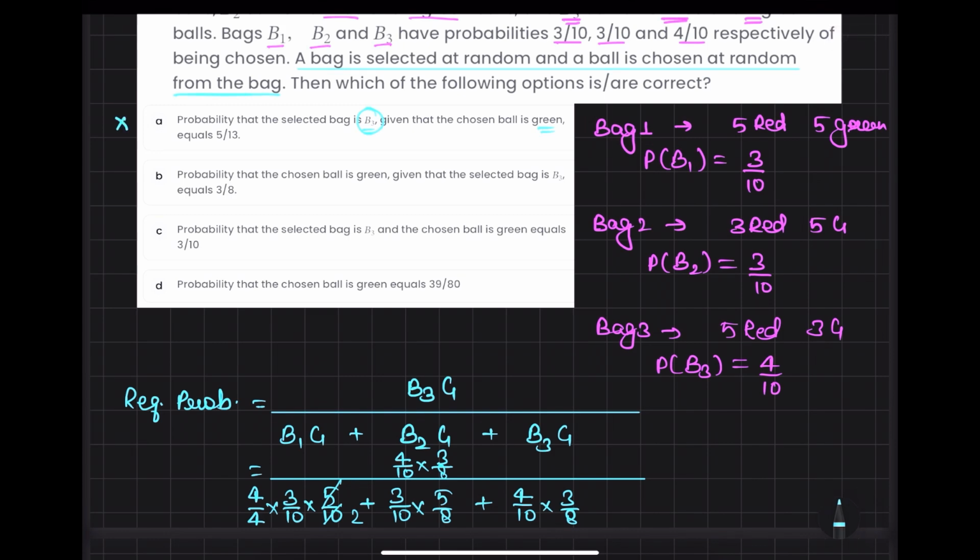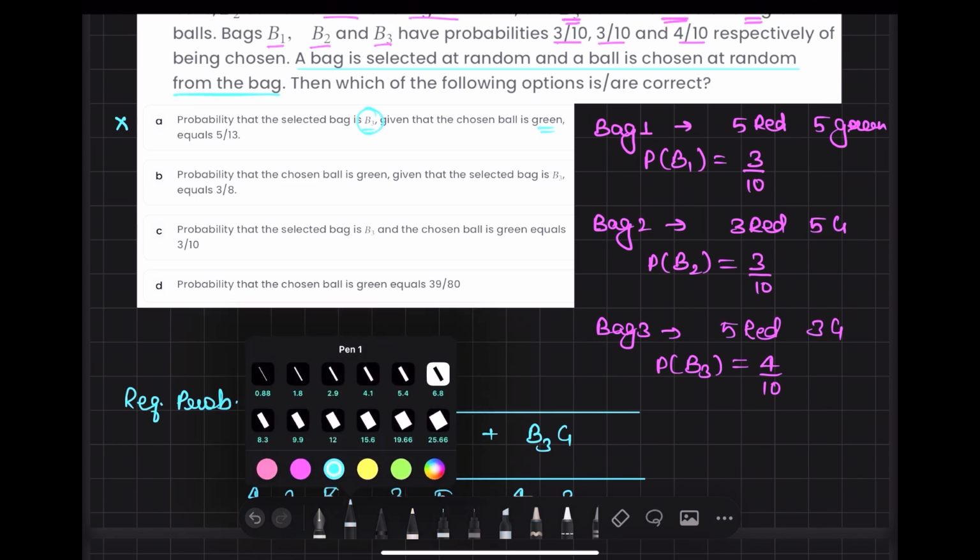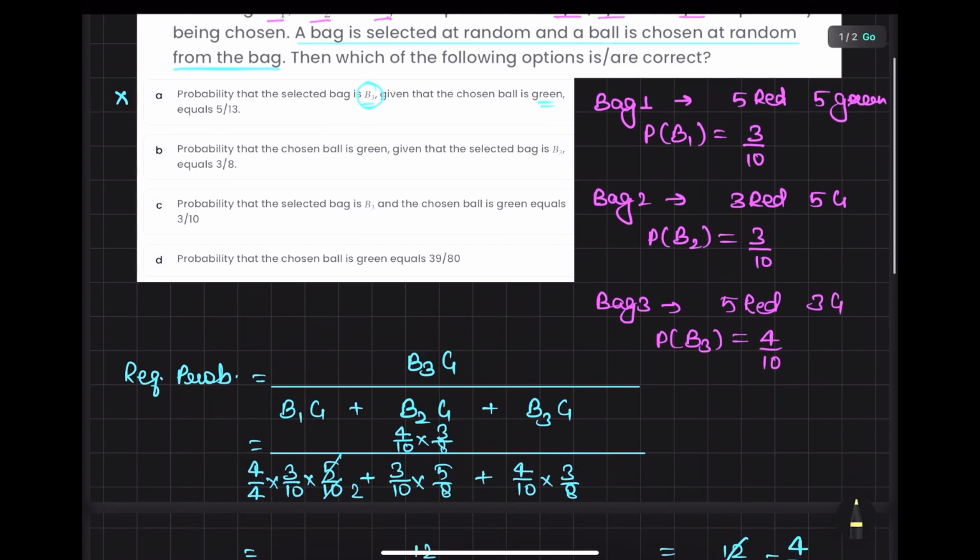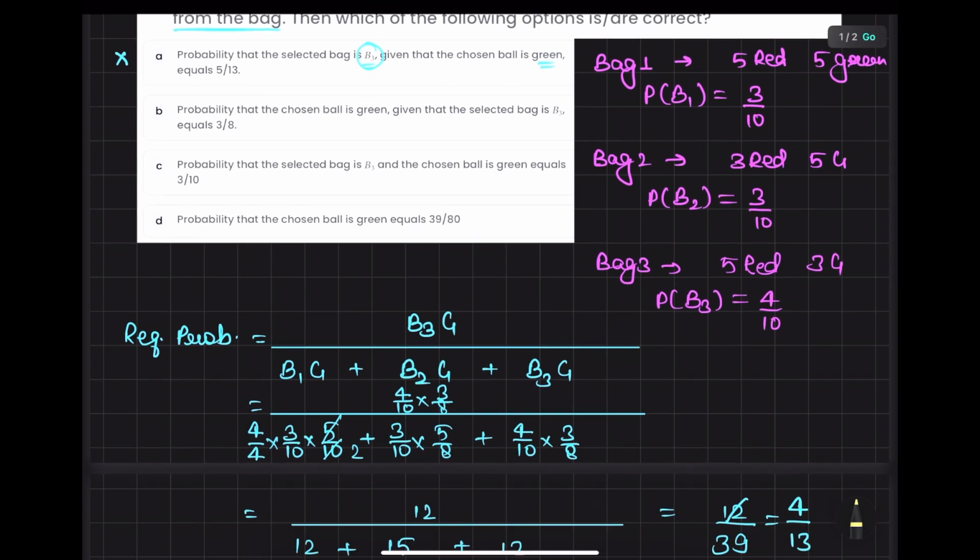Okay, now you have to jump on to the next part. So we have the probability that the chosen ball is green, given that the selected bag is B3. Okay, so this answer is 3 by 8. So according to them, the answer is 3 by 8.